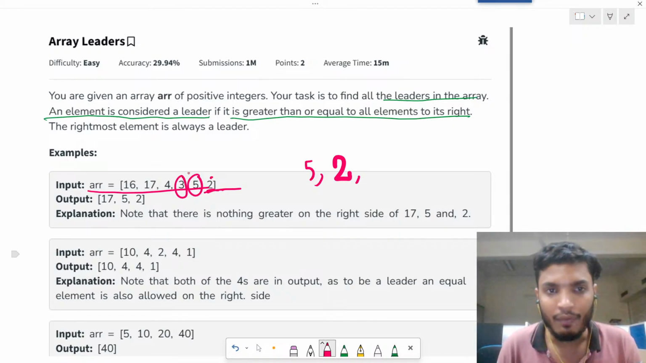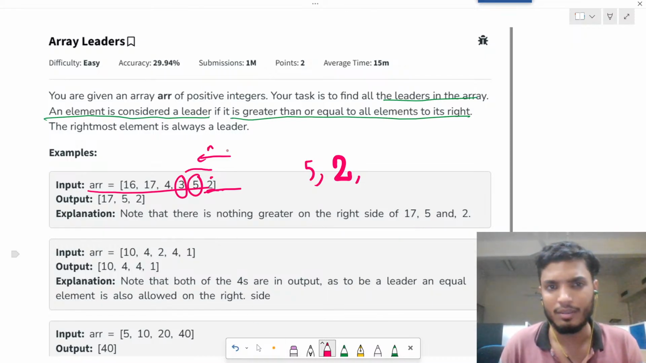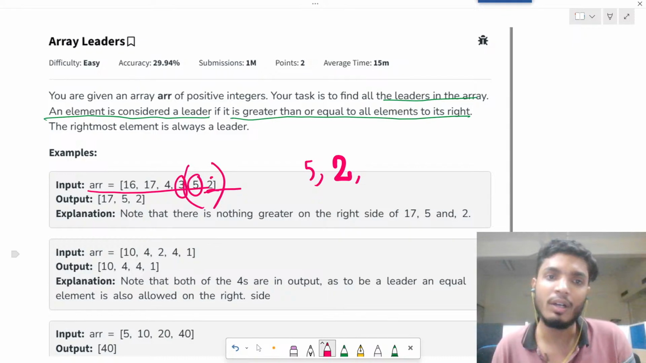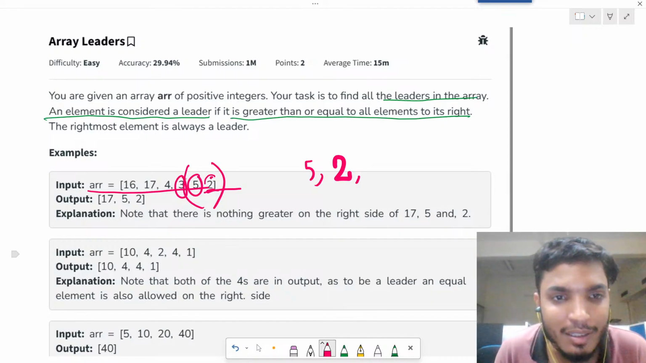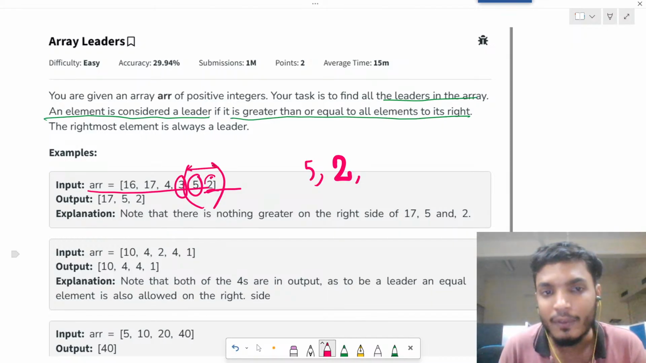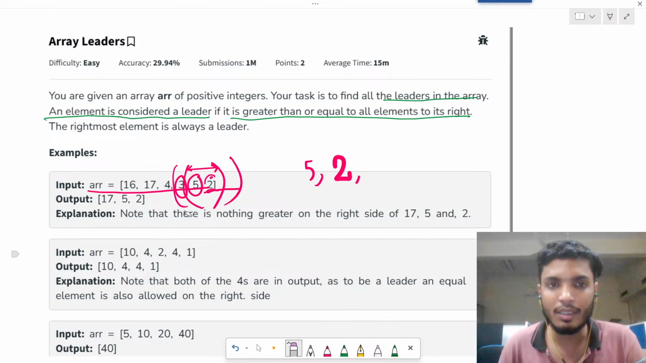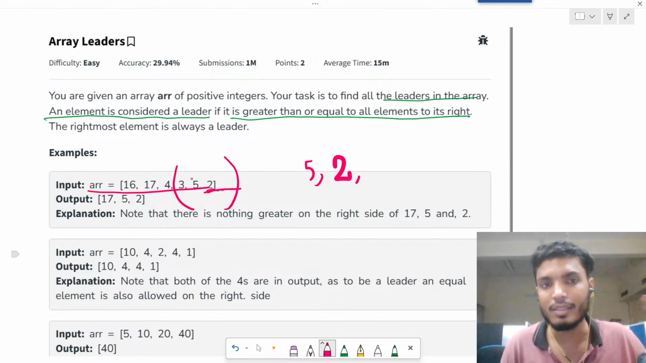So 3, after 3 you will be storing the maximum so far. But let's not do that; let's check normally. For 3, all the numbers to the right of 3 should be less. Are all the numbers less? No, because 5 is greater than 3, so 3 is not a leader. Are all the numbers to the right of 4 less than 4? No, because there is a 5.